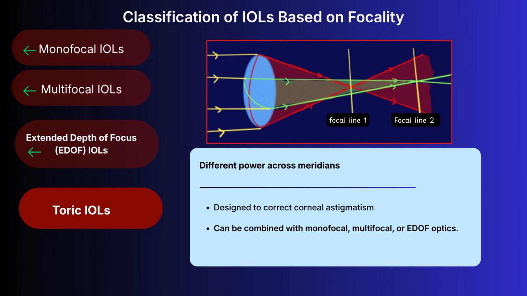In addition to these, there is another important category called the toric IOLs. The toric lenses are designed specifically to correct the corneal astigmatism. They do not change the focality of the lens, but rather correct the cylindrical power of the cornea. Now, because of this, the toric options can be combined with monofocal lenses, with multifocal lenses, and even with EDOF lenses.